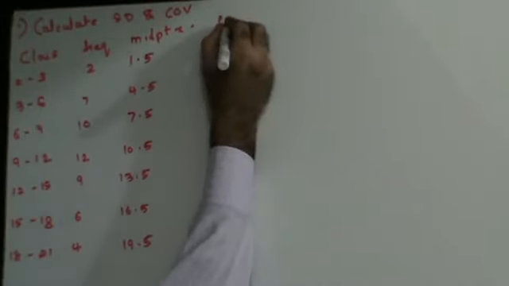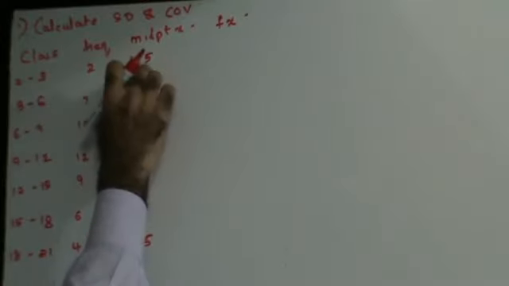Right? Once you've done this, the first thing that you have to do is find the midpoint x. Now midpoint x is upper limit plus lower limit divided by 2. So this is 1.5, 4.5, 7.5, 10.5, 13.5, 16.5, 19.5. Once you have midpoint x, then you find fx. How do you find fx? You multiply these two terms.